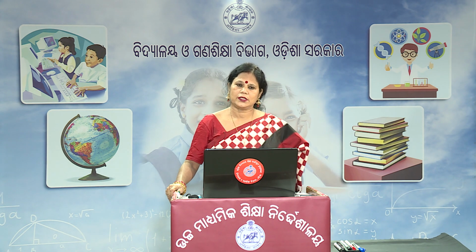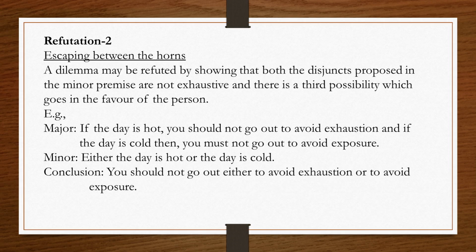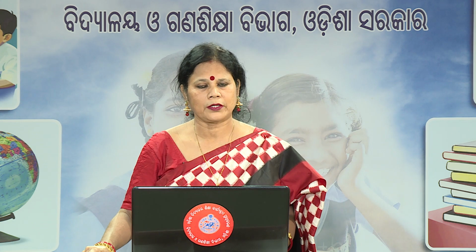So this is the compound hypothetical proposition. Now the minor premise: in the minor premise we disjunctively affirm the antecedents. Either the day is hot or the day is cold. So this is your minor premise.